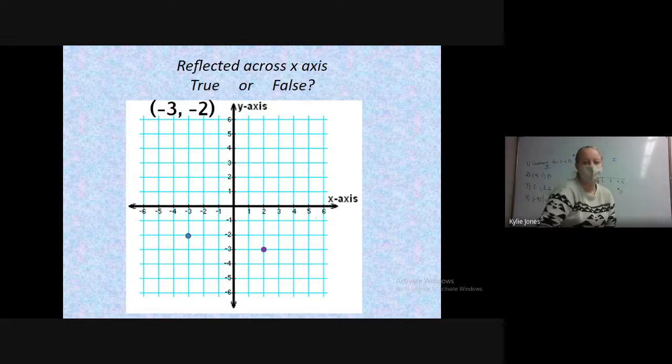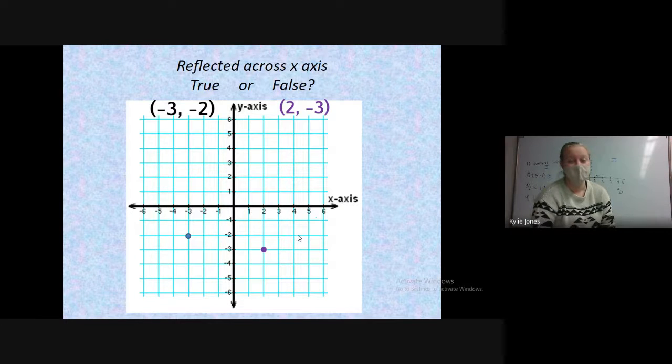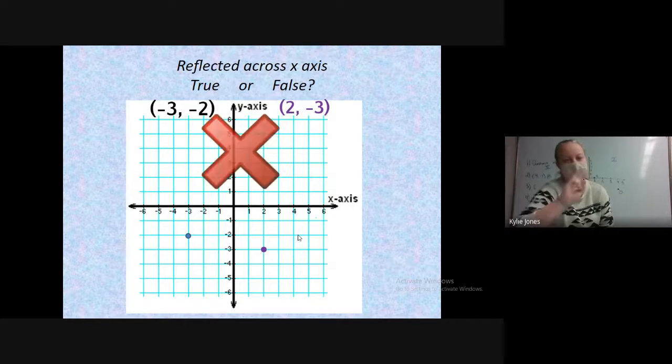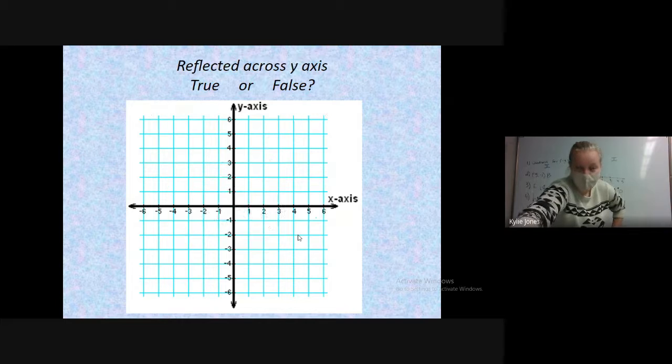So, our next one. Did they reflect this one over the x-axis? No. It went from -3, -2 to 2, -3. So there's two things wrong with this. Which axis did they reflect it over? They reflected it over the y. But did they even do that correctly? No. It's not even lined up on the same horizontal line. So this is true or false? False. They did two things wrong here: wrong axis and just the wrong reflection in general. Okay, let's look at our next one.